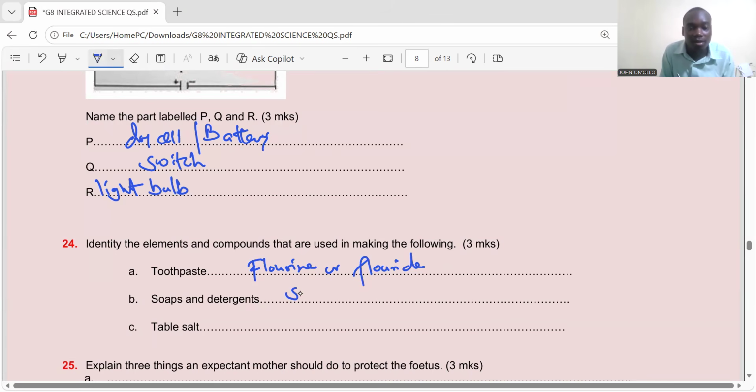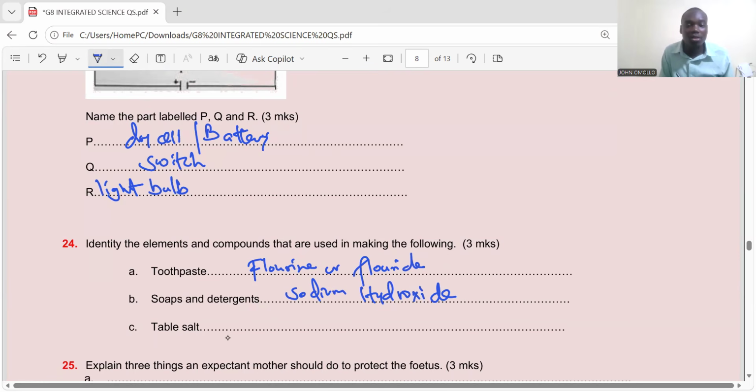Let me talk about sodium hydroxide. That one is the only compound that is present in soaps and detergents. Sodium hydroxide. Remember the question was specific: elements and compounds. And one of the elements in toothpaste, we have talked about, is fluorine.